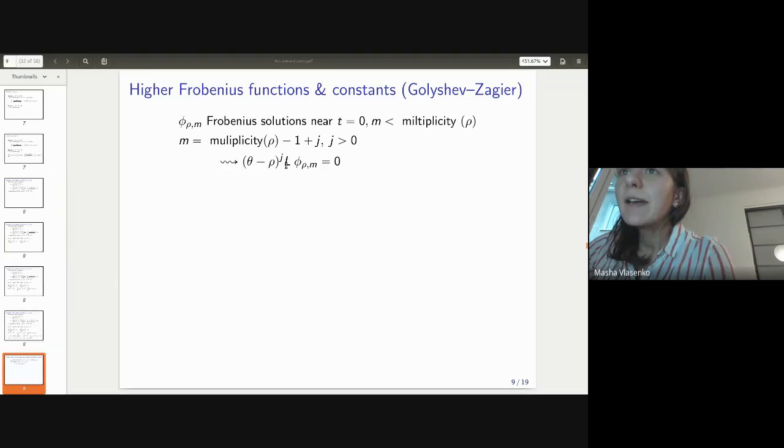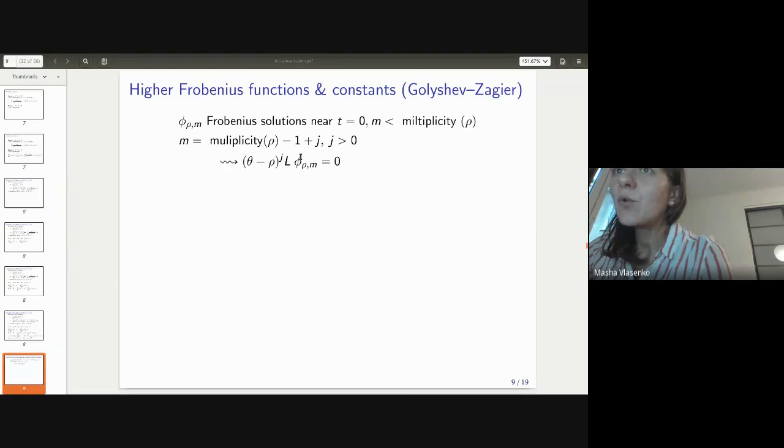We multiply L by theta minus rho. Let's multiply one time. Then the multiplicity of rho as a local exponent at t equals 0 increases by 1, and the block of Frobenius solutions which corresponds to this rho increases by 1.